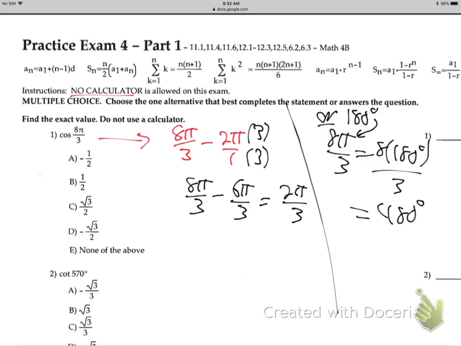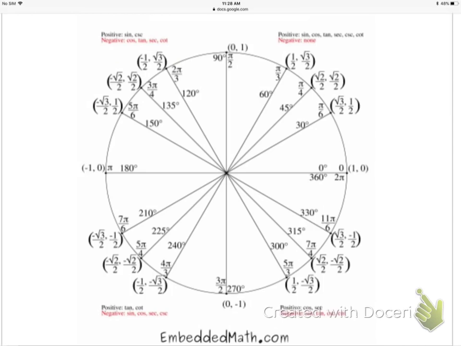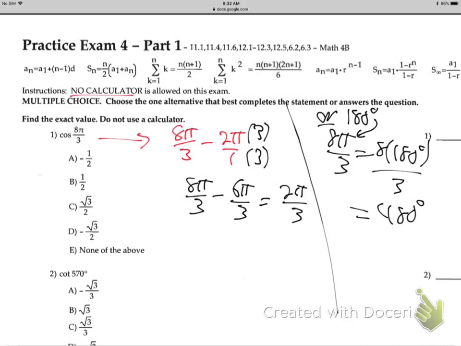Or you could just stick a 180 in for pi. Remember on the unit circle, pi is 180. So just put a 180 in for pi and hit the buttons on your calculator. That'll be 480 degrees. That's more than 360, so subtract 360, and you'll get 120. So 120 is the degrees, 2 pi over 3 is the radians. They're the same spot on the unit circle. So you could do either one of those and then go find that spot. They are one spot.